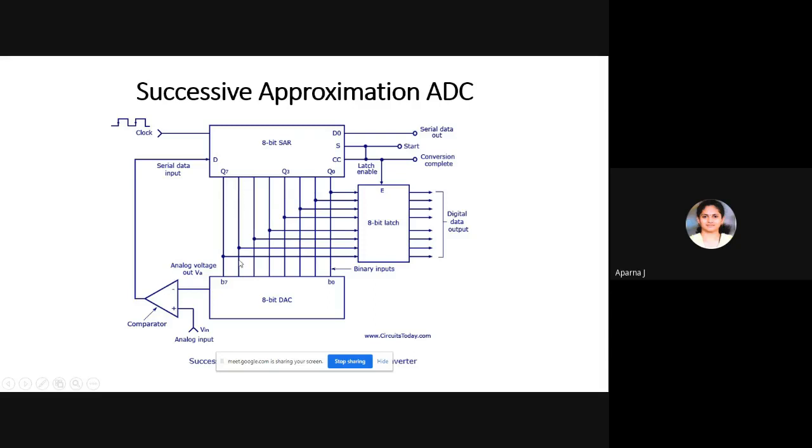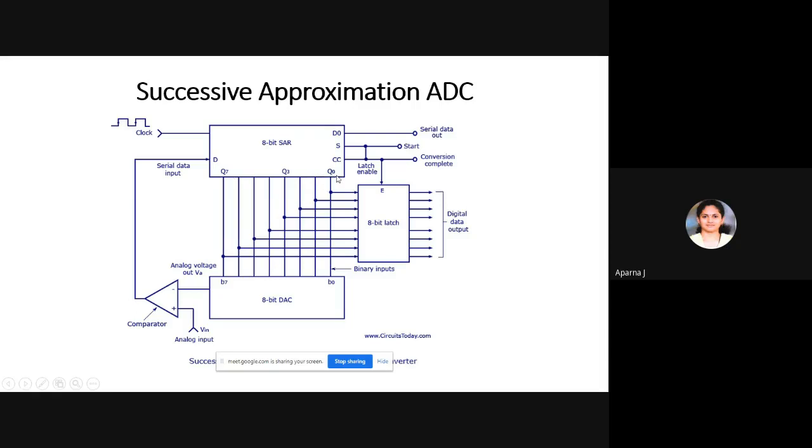Q6 is made 1 and the corresponding voltage obtained, VA, is compared with Vin. Again, if Vin is greater, then the output is 1 and Q6 will be set as it is. If VA is greater, then the output is 0, by which Q6 will be made 0 and the next bit, Q5, will be set to 1. So this is how it is going to try with all the bits.